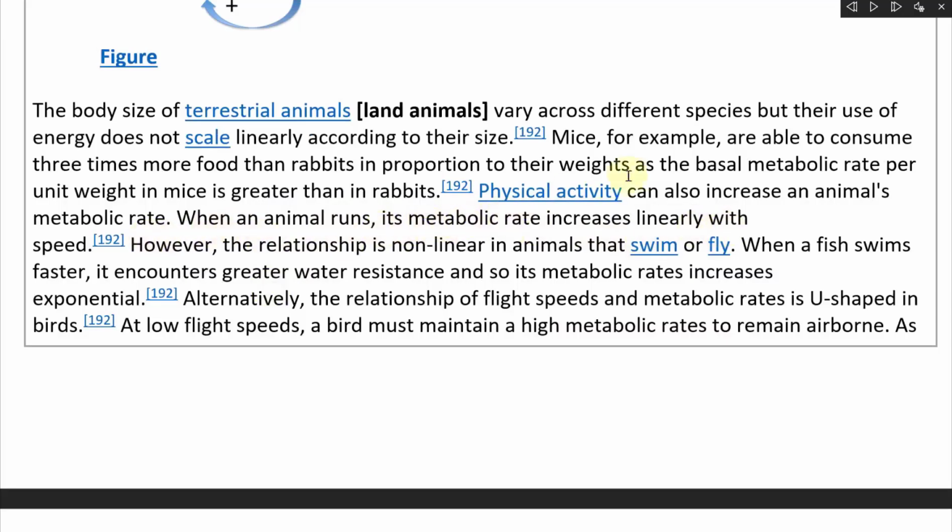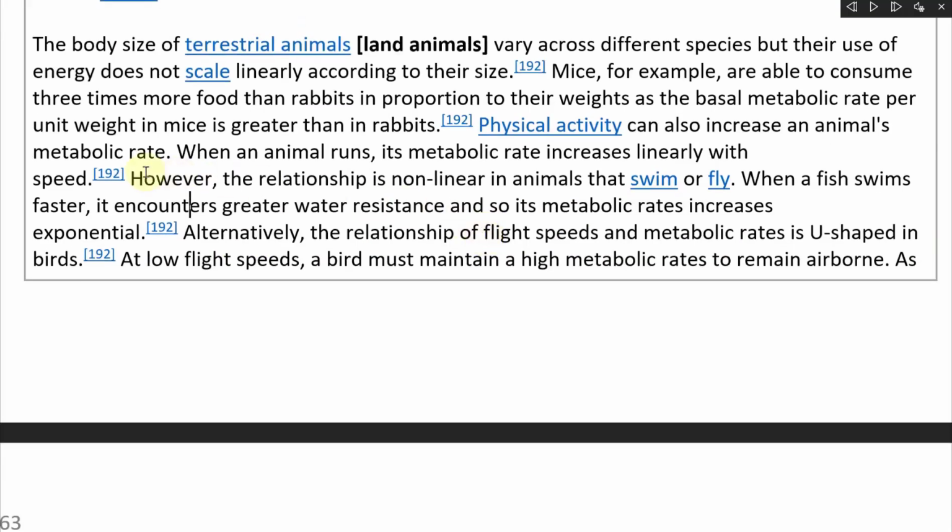So that's its metabolic rate. The basal is when you're at rest, so that's why it's the base. When an animal runs, its metabolic rate increases linearly with speed.